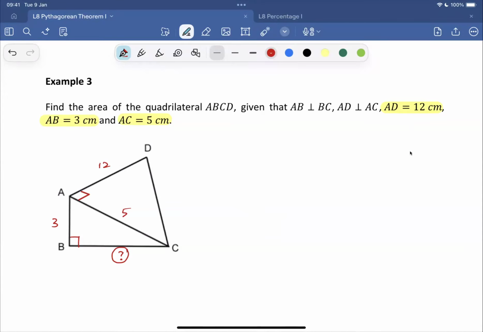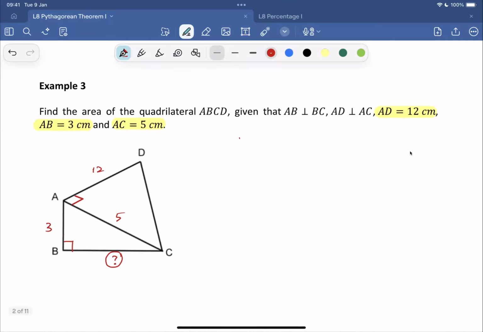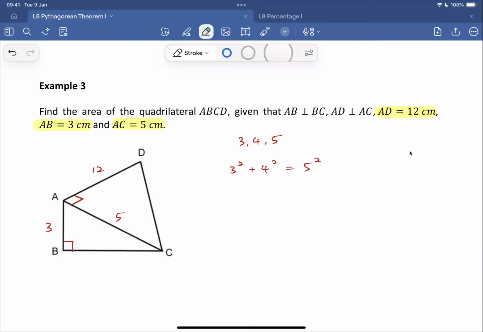Yes, Anika, correct. So you remember your Pythagorean triples. 3, 4, 5. That means 3 squared plus 4 squared equals 5 squared, right? So we can say that the length of BC is 4. Easy. 3, 4, 5. Reina, very good. You got it as well. So we know that this is 4, right? And what else can we say?